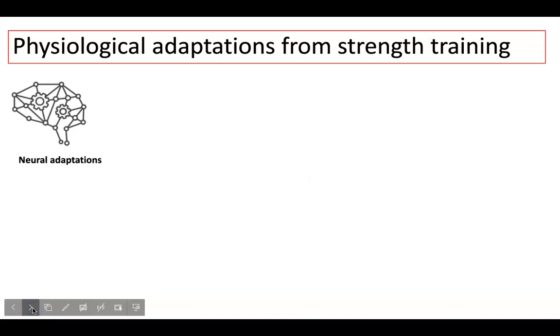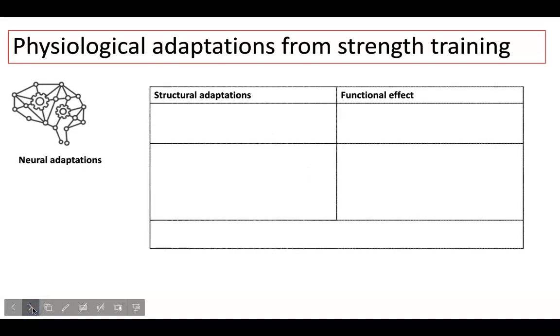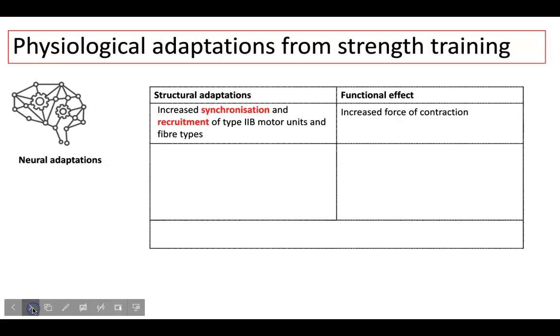So to start with, we'll look at neural adaptations. So we have got structural adaptations and then a functional effect. Please make sure you've got key questions for each one of these so we go through them. First of all, the structural adaptation that takes place. The actual physiological adaptation that takes place is an increased synchronization and recruitment of type 2B motor units and muscle fiber types. The overall effect this has is an increased force of muscular contraction.